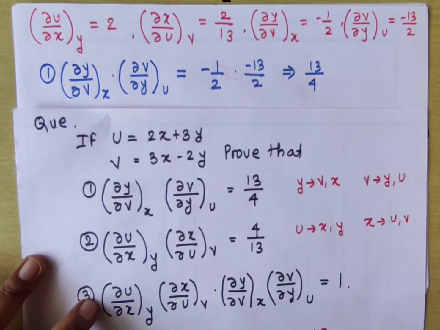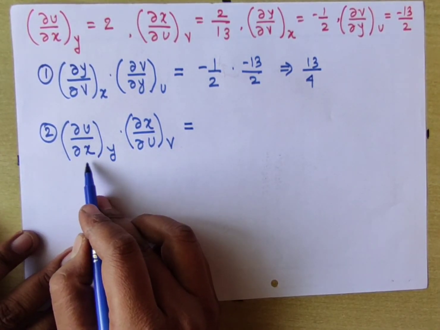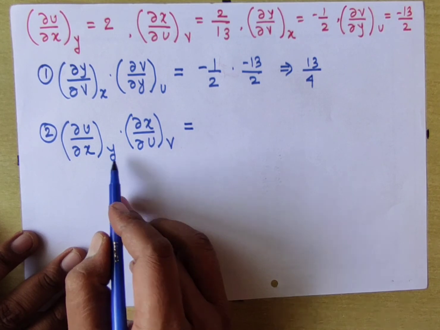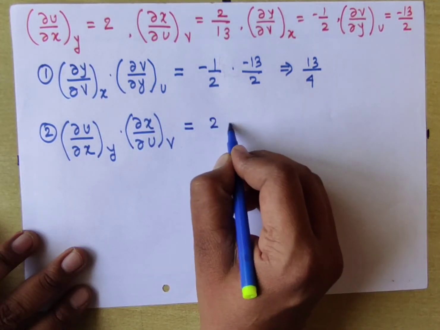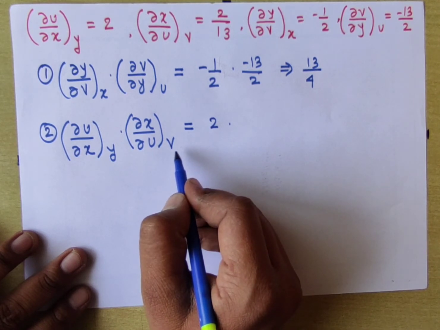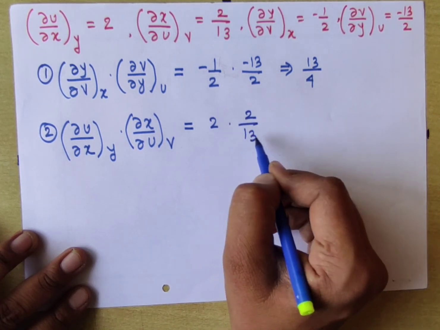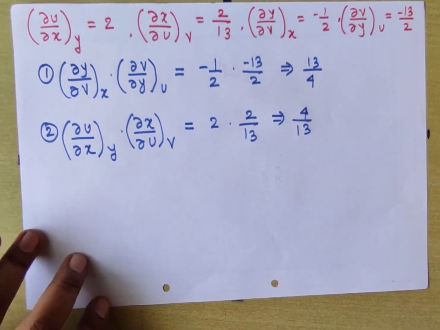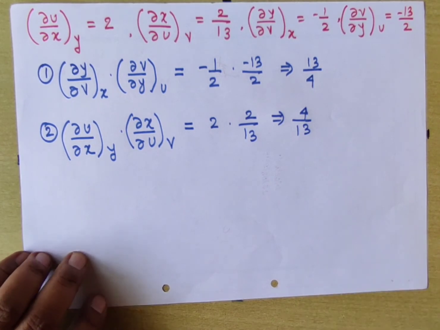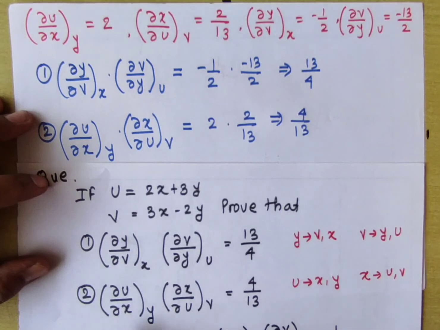Now for the next value we required, ∂u/∂x treating y as a constant. So the value is 2, and ∂x/∂u treating v as a constant, the value is 2/13. So what we get? We get 4/13. Back to the question again. This is what we required. So ∂u/∂x times ∂x/∂u treating v as a constant is 4/13.